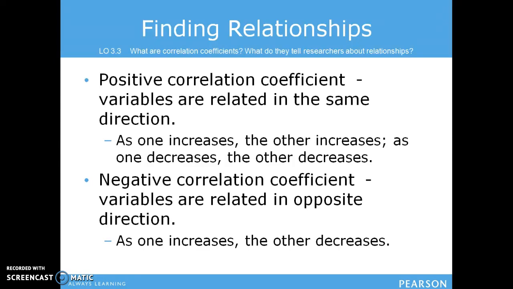Now, a negative correlation, here's where it gets a little confusing. When one goes up, the other goes down, or when one goes down, the other goes up. So, for example, school absences. You're not at school. So if you miss school days, your grades are probably going to go down because you're not in school, you're not turning in homework, you're not doing tests.